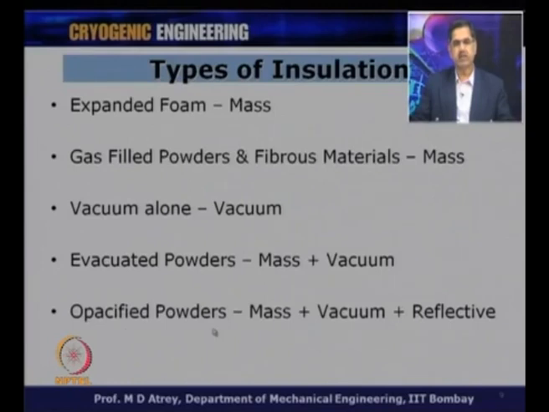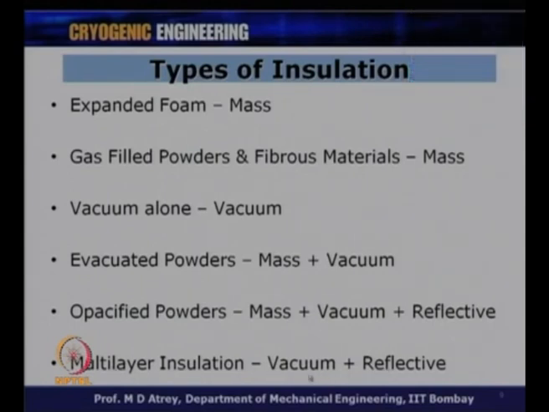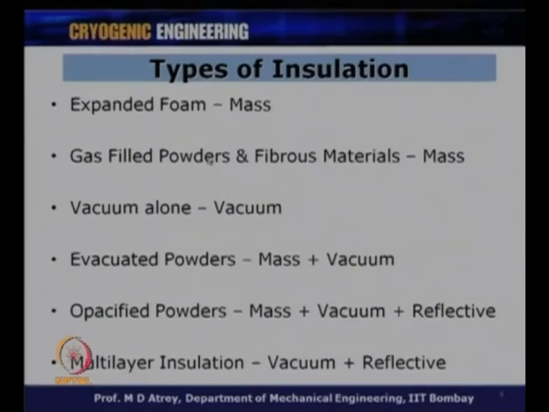And we can have opacified powder, which is mass plus vacuum plus some reflective elements that are added to the powder. So, we can have a combination of all these three, mass plus vacuum plus reflective types of insulations. And lastly, we can have multilayer insulation, which works very well with vacuum only. So, vacuum plus reflective, which will give you multilayer insulation. These are all the different types of insulation that could be used in cryogenics, and depending on the temperatures you are going to talk about, the use of these particular insulations can be justified.